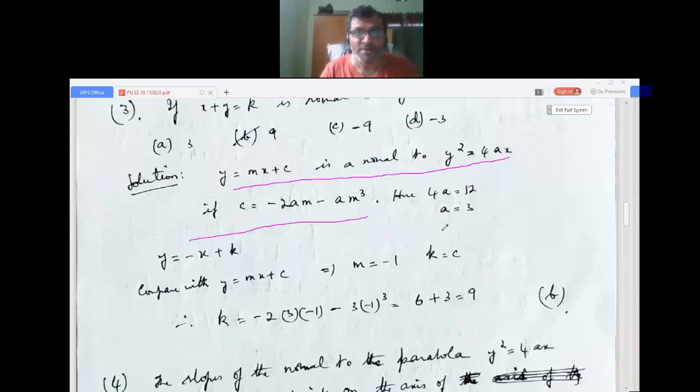And also compare here with the given problem. I'll get 4a equals 12 with the given problem in the question. Okay, here it is y squared equals 4x. So 4a is 12 and then a equals 3.